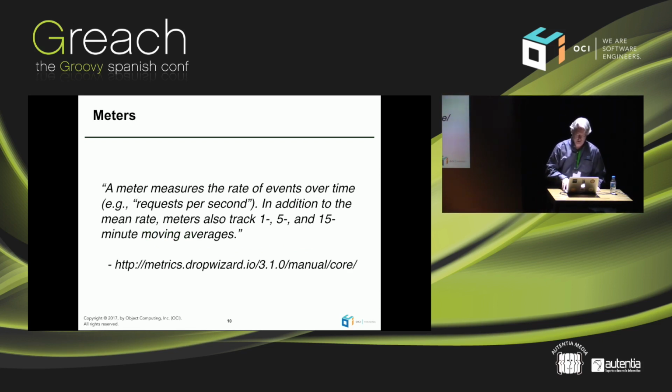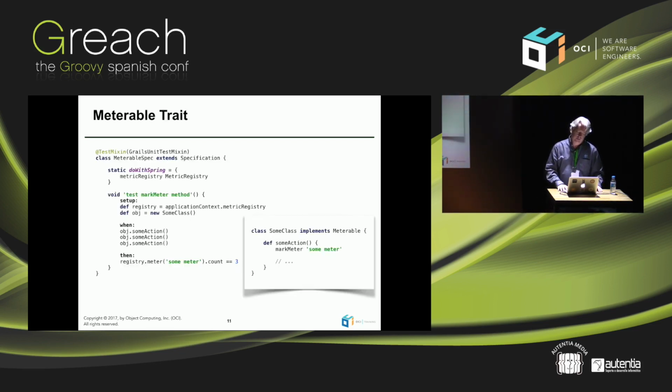All right, so we'll start with meters. Meters are one of the things that the plugin provides some support around. So here on the slide, I've quoted from the Dropwizard documentation. A meter measures the rate of events over time. That's really what a meter does from Dropwizard's perspective.